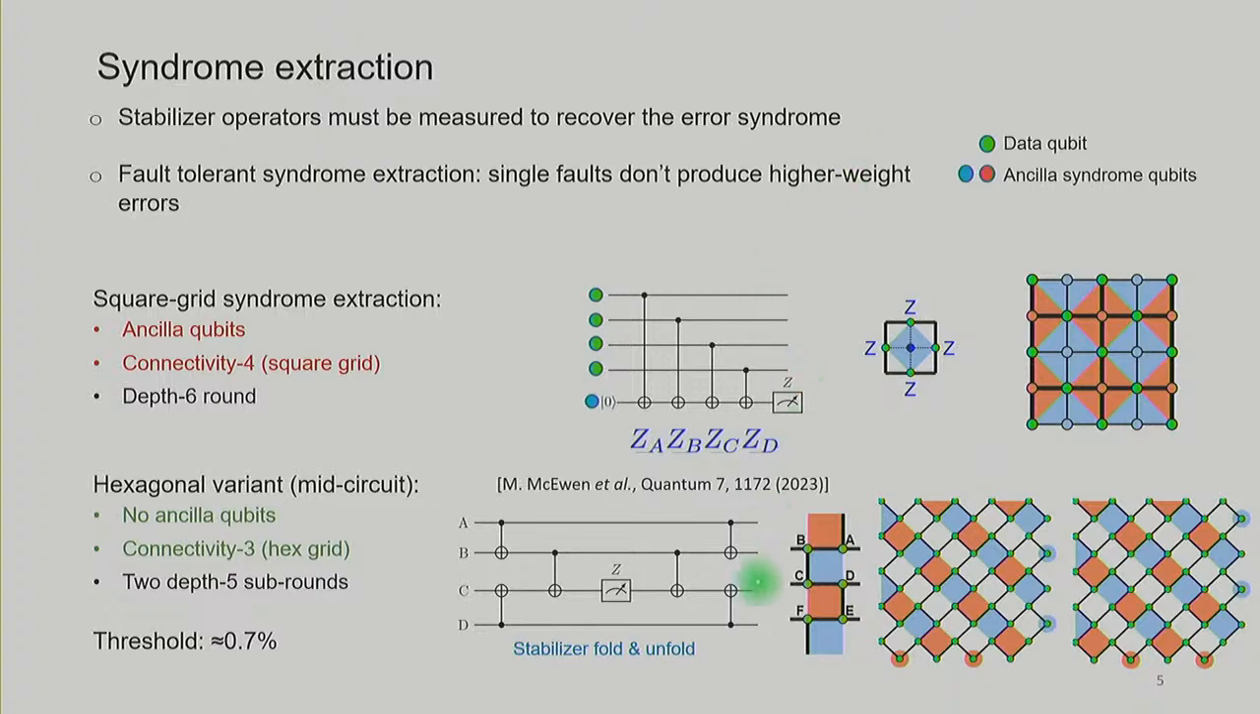There's an alternative circuit proposed by Matt McEwen and collaborators, which instead of using an ancilla qubit, maps the stabilizer to one of the qubits in its support, and it measures it. By using this circuit, the connectivity is reduced to a hexagonal grid, but it's still not the heavy hex grid that we need.